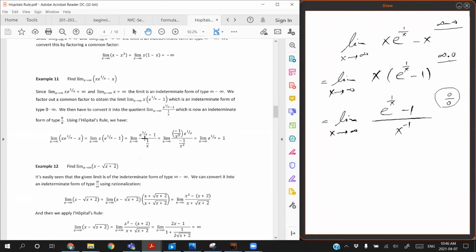So the next step would be to take the derivative of the numerator and the derivative of the denominator. Denominator is going to be minus x to minus 2. The derivative of the numerator is going to be e to 1 over x times the derivative of 1 over x, chain rule, negative x to negative 2. And then, fortunately, this simplifies to e to 1 over x. As x approaches infinity, this is going to be 1. Any questions?